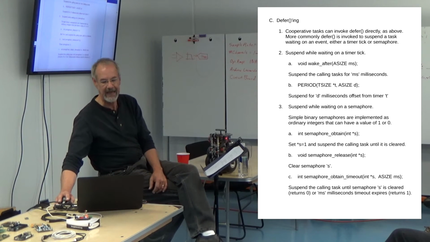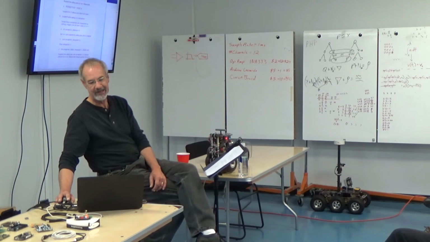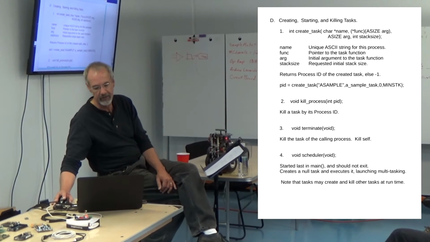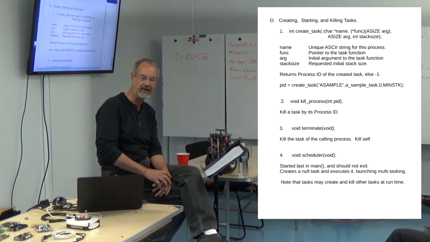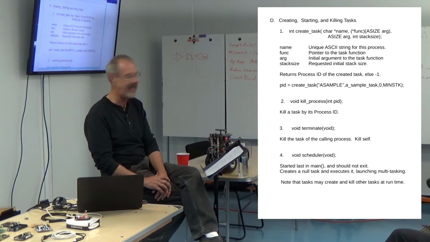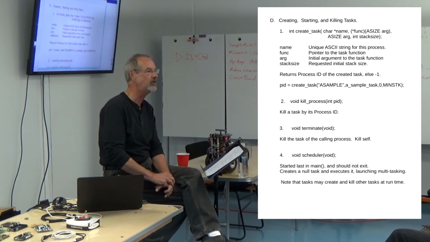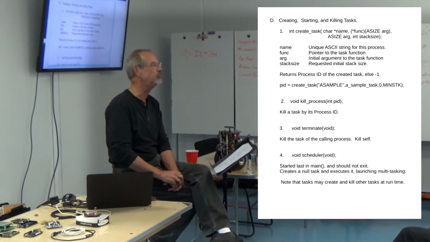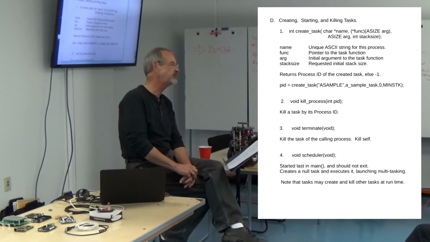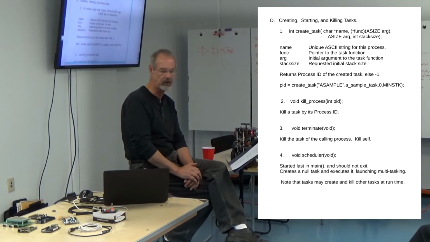So with that little handful of code, the only other thing we need to know is how you start up the tasks. And you do so with a routine called create task. Create task expects a name for the task that you want to run. And you can run the same task more than once. So you have a unique name for each instantiation of that. And you have to have a pointer to the function, the program that you want to run.